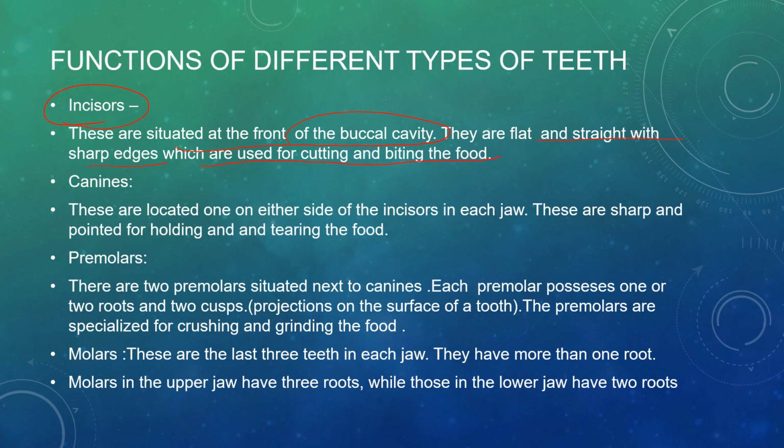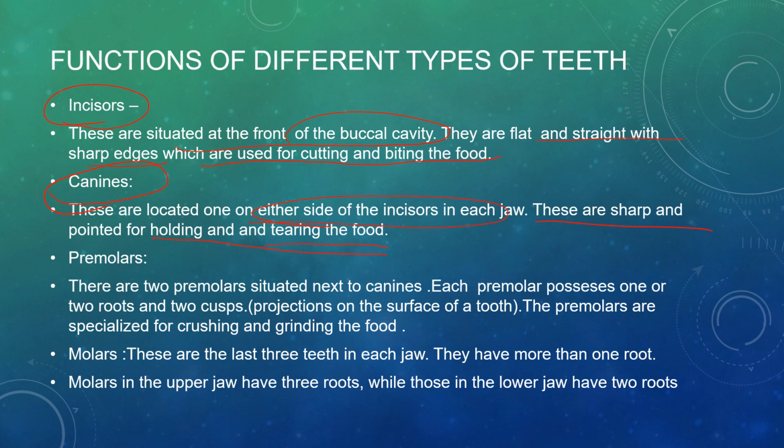Now next to incisors comes the canines. So what are these? How are these located and functioning? These are located on either side of the incisors in each jaw, and these are very sharp and pointed, usually for holding and tearing the food.